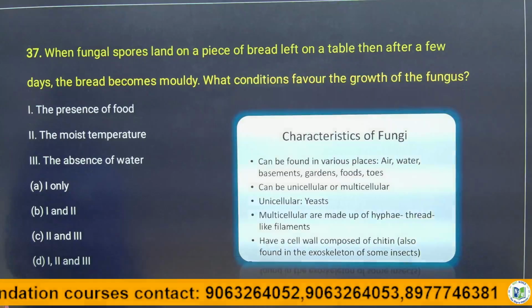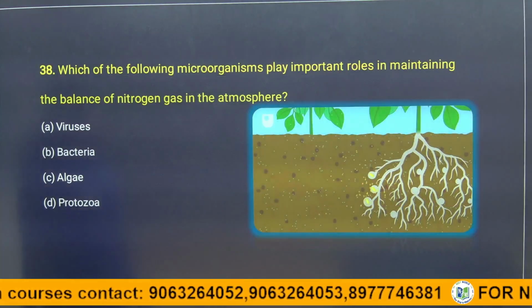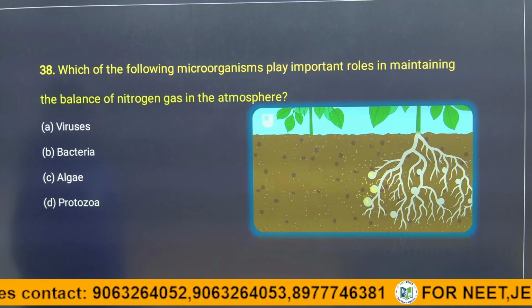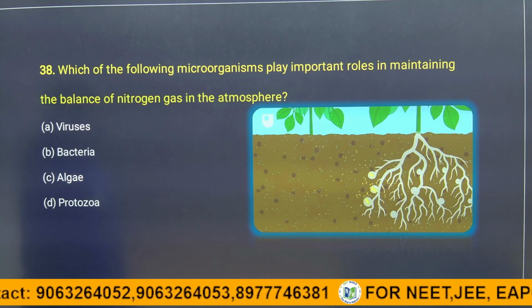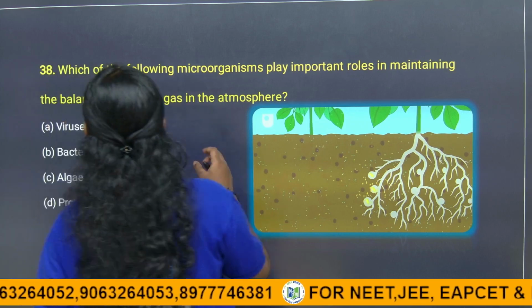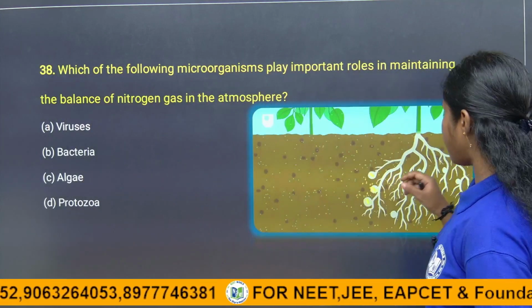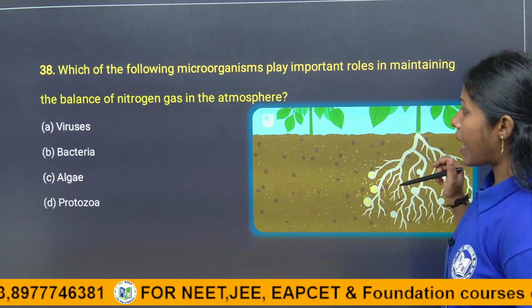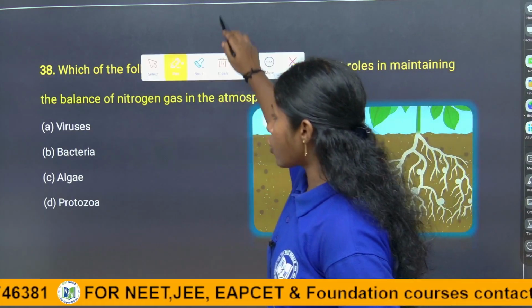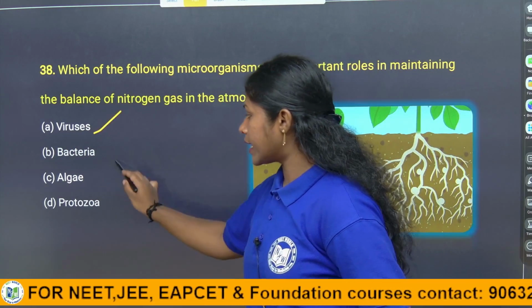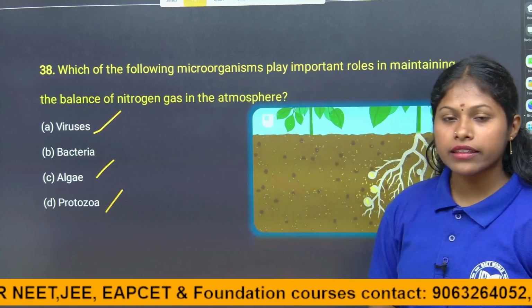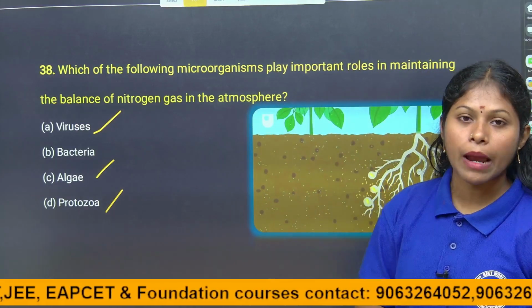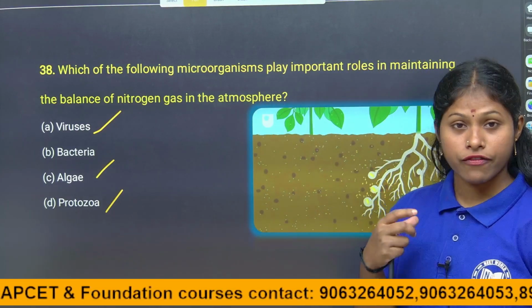So we discussed the 37th question, right? Okay, 38th question. See here, children, which of the following microorganisms play important roles in maintaining the balance of nitrogen gas in the atmosphere? They are asking viruses, algae or protozoa. We know that from the first chapter onwards we are discussing nitrogen fixation, children.